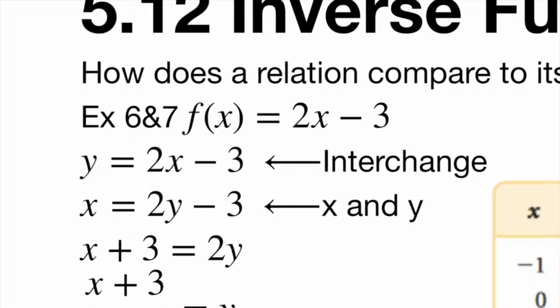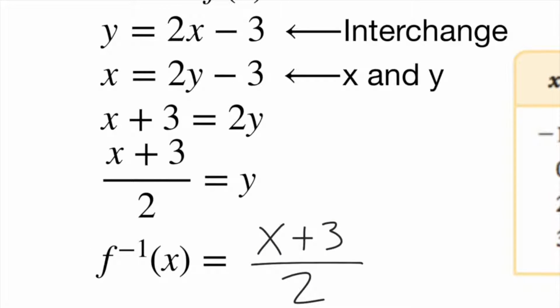This is f of x equals 2x minus 3. If you wanted to figure out what the inverse of this would be, you can change it into an equation, y equals 2x minus 3, and then interchange the variables. Every time you see x, you write y, and every time you see y, you write an x. So you can interchange them like this, and then even solve. Let's try and get y by itself. Eventually, you get y equals x plus 3 over 2.